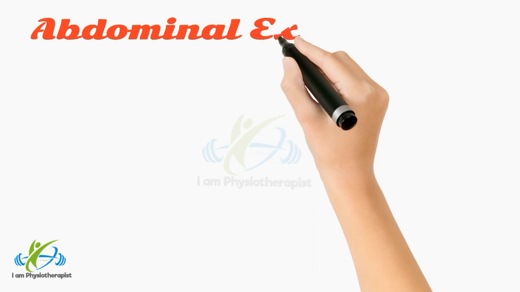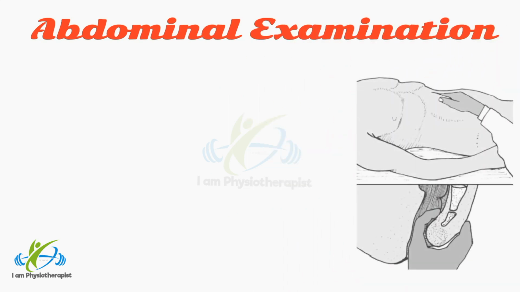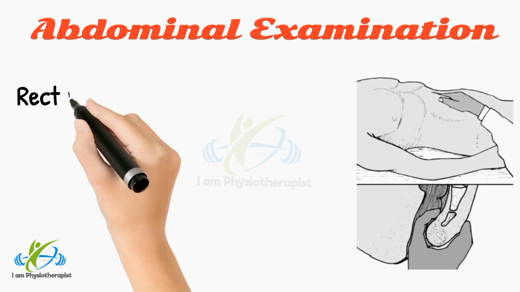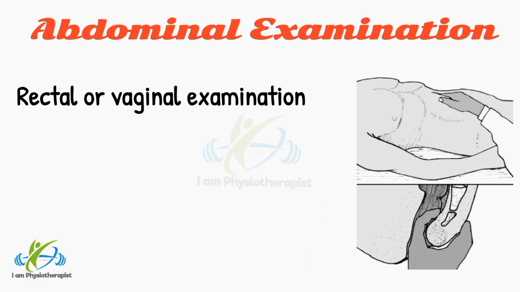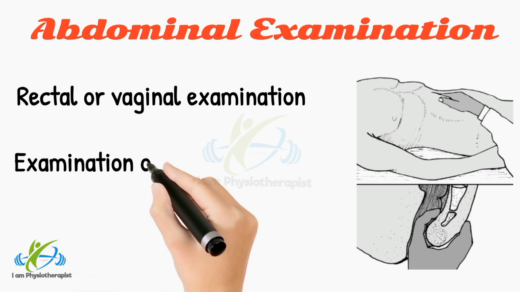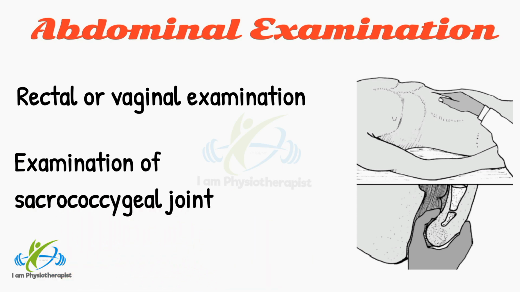Abdominal examination. This is an essential part of the investigation of all cases of back pain. Rectal or vaginal examination may be required on the indication of the history, and any other elements in the case. The sacrococcygeal joint may be examined by first grasping the coccyx between the index finger in the rectum and the thumb outside, and then gently moving the joint.